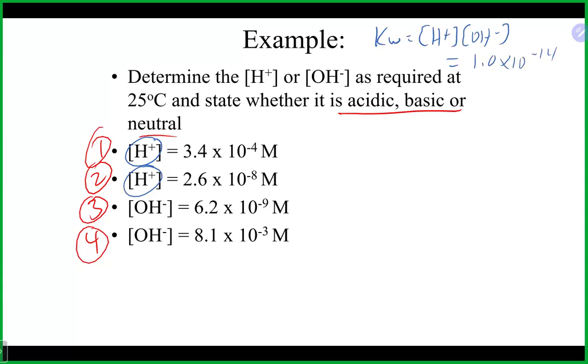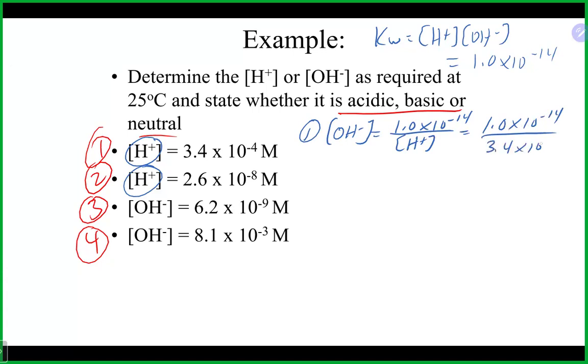So in the case of the first one, we are given the H plus concentration. So we will be looking for the OH minus concentration, and that's going to be 1 times 10 to the minus 14 divided by our H plus concentration, and that will get us here, divided by 3.4 times 10 to the minus 4.